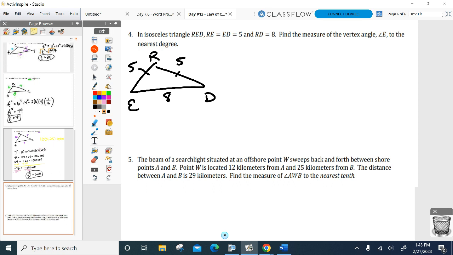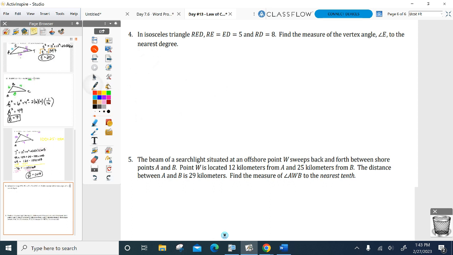Find angle E. RE and ED. We got one job. REED: 5, 5, 8. Find angle E. There we go, the vertex angle.